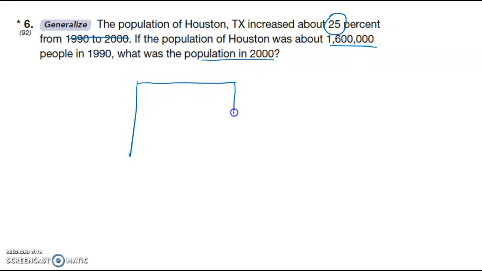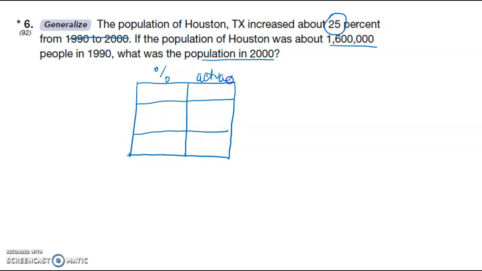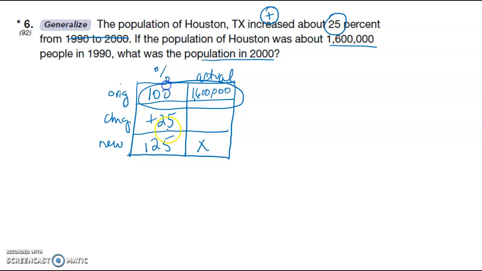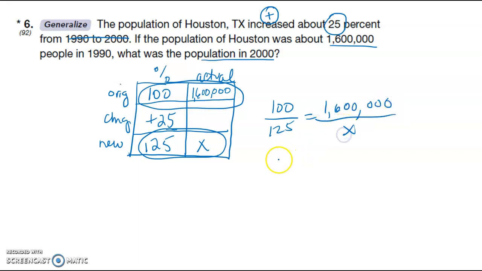So this is exactly what we just did. Original, change, new. It does have some big numbers, but we're not scared. Original is always 100%. It said it increased by 25%. If the population in 1990, so originally was 1.6 million, what was it in 2000? So our numbers are going to be big, but that's okay. 100 over 125 is equal to a big number over x. And then we cross multiply.